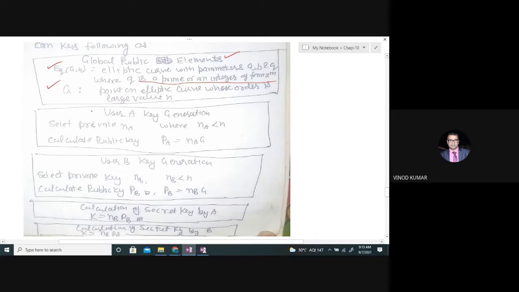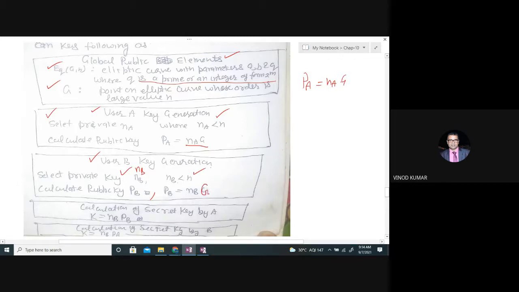Again, for user A, key generation: select a private key nA, which is less than n. Calculate the public key PA equals nA into G. This is a scalar multiplication on the elliptic curve. Similarly, user B generates a key: select a private key nB, which is less than n, and calculate the public key PB equals nB into G.